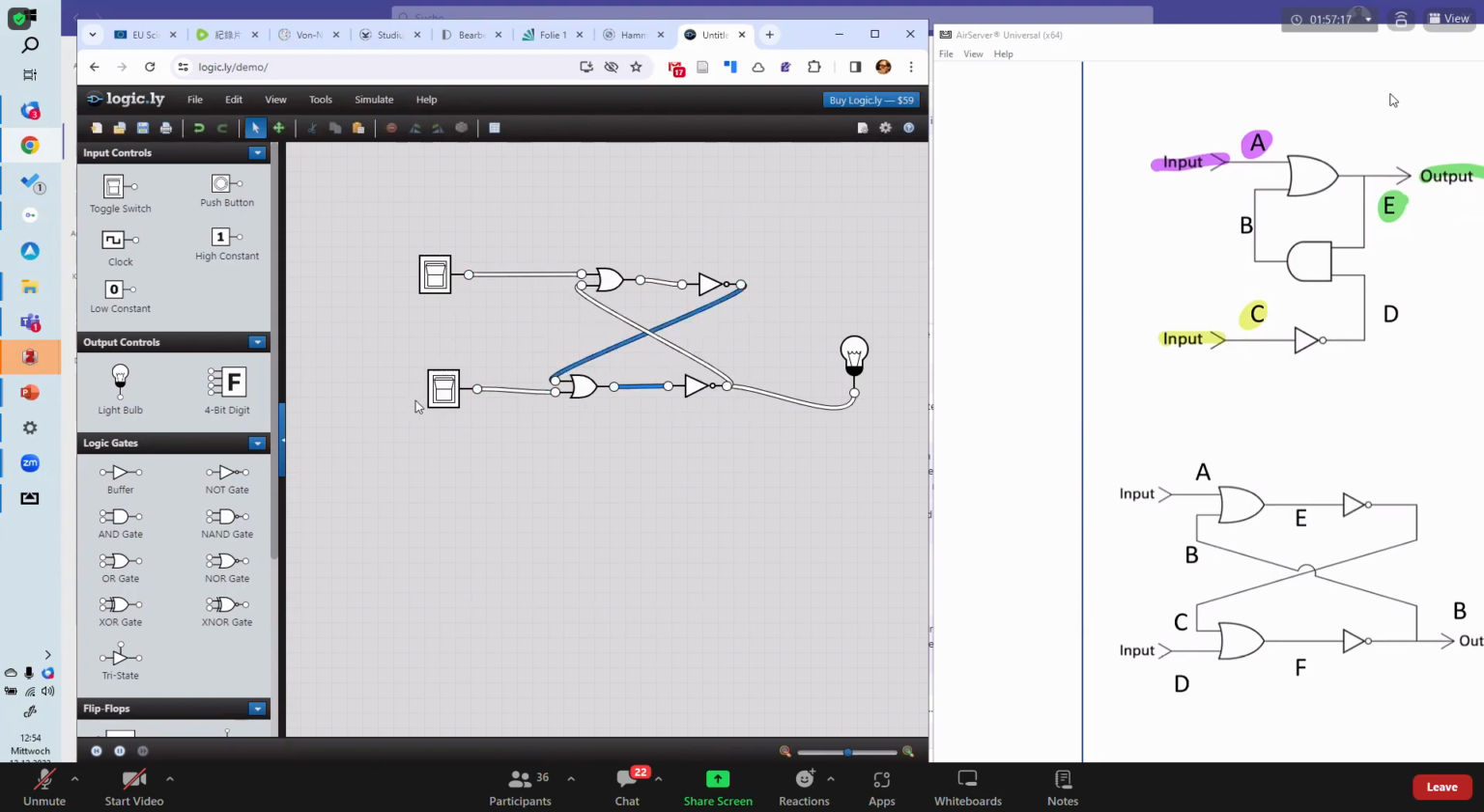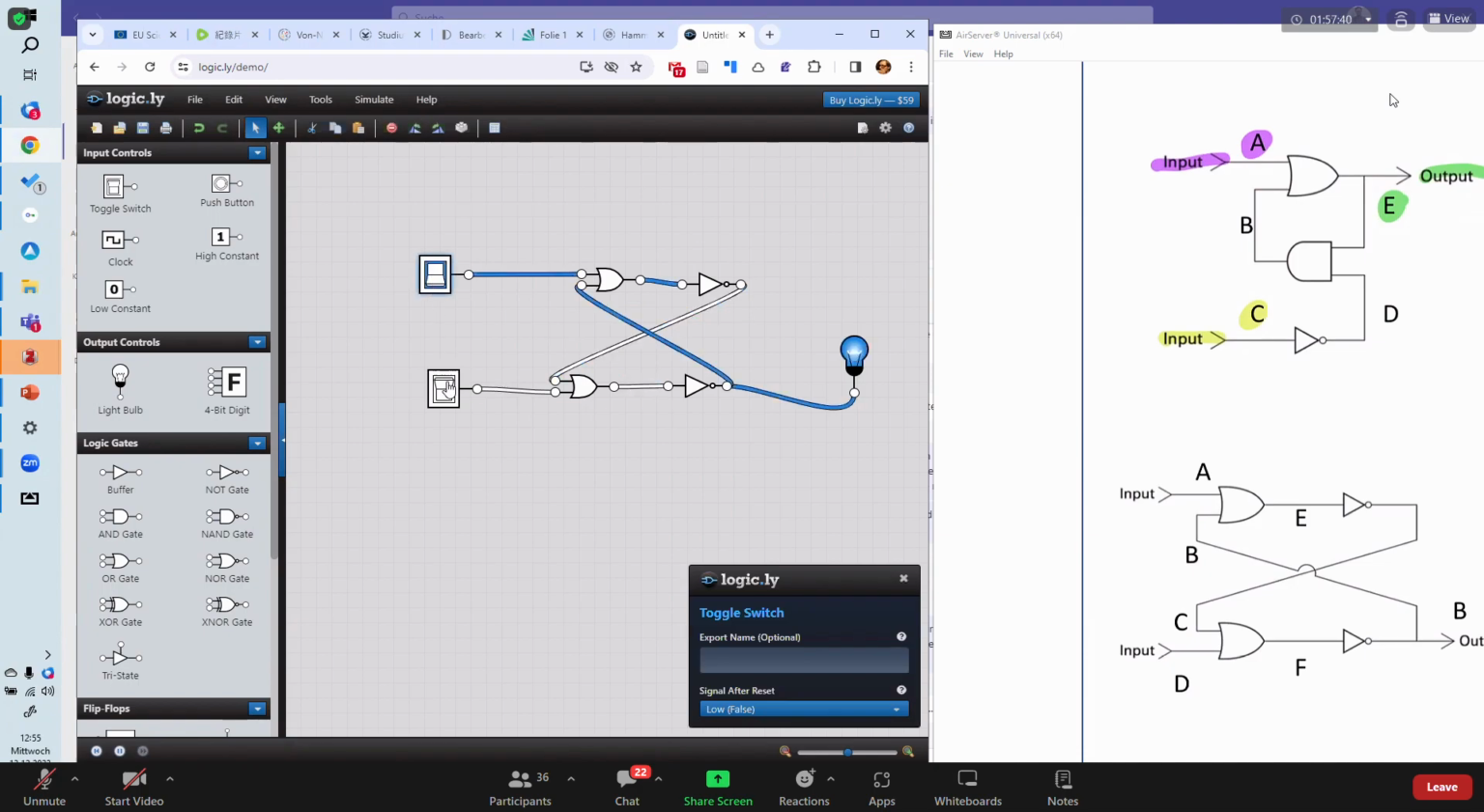And now, if I'm turning on the set, then the lamp is on, due to this double inverting. If I'm turning on the reset, then it's off. If I'm turning on both, then it stays off. So here I have now a reset dominant SR latch. The previous one was an S dominant. Here we have a reset dominant SR latch.